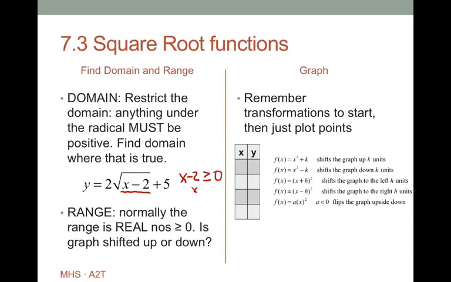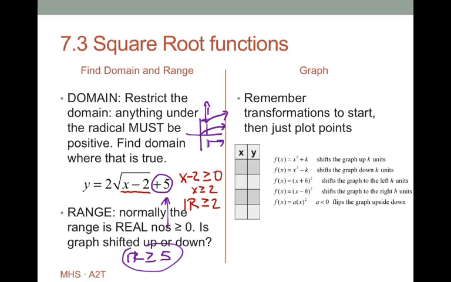So x minus 2 has got to be greater than or equal to 0, so x has got to be greater than or equal to 2. So your domain is going to be all real numbers greater than or equal to 2. And that plus 5 on the outside means you're going to take the whole original parent function and slide it up 5. That minus 2 means you take the whole thing and slide it over to the right 2. And the range, because you've slid it up, is going to be all real numbers greater than or equal to 5.